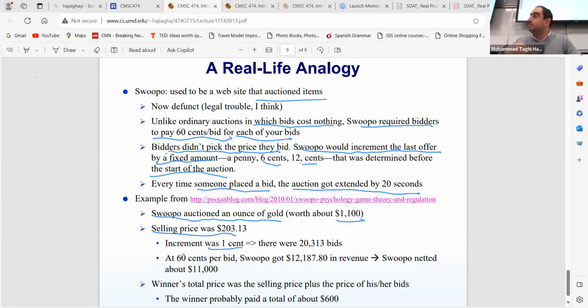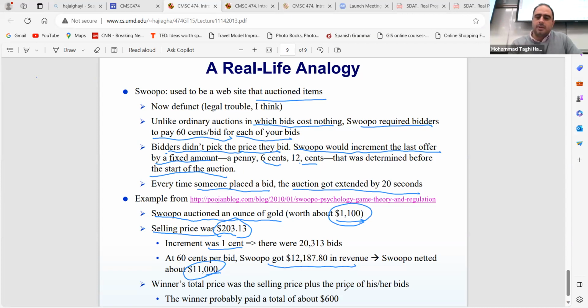They got 60 cents for each of them. So the total that they got in terms of revenue was 12,000. Swoopo essentially paid 1,100 for the cost of the gold. The person who got it paid something like 2 or 3. So Swoopo netted essentially 12,000 minus 1,100, essentially 11,000 out of this.